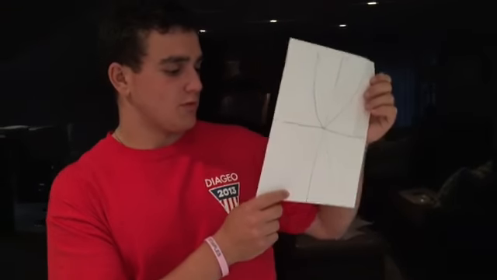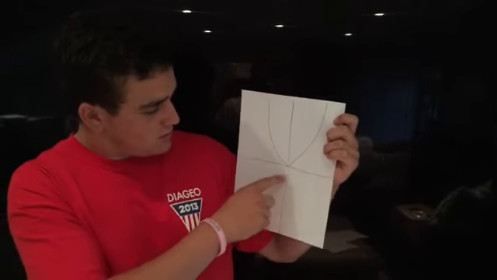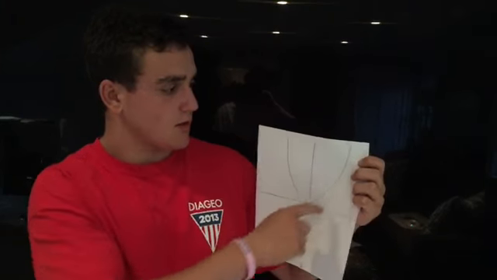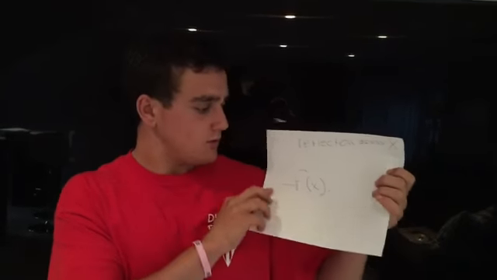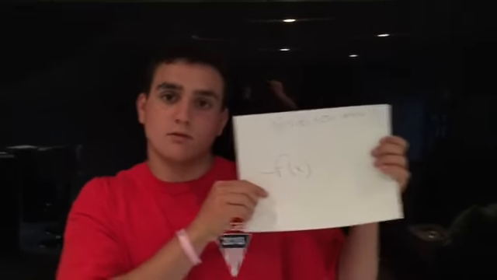This is an example of a reflection across the x-axis. This is the parent graph and this is the second graph. The equation is negative f of x.